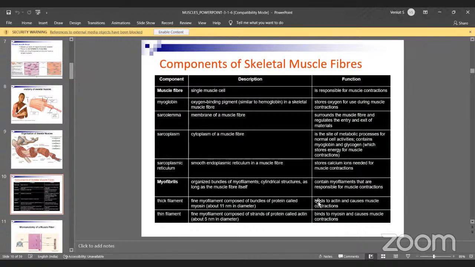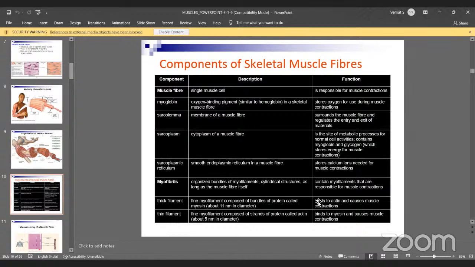Then sarcolemma. The description is the membrane of a muscle fiber. Its function is to surround the muscle fiber and regulate the entry and exit of materials. The sarcolemma is very important because it is the membrane of the muscle fiber, regulating the entry and exit of materials.